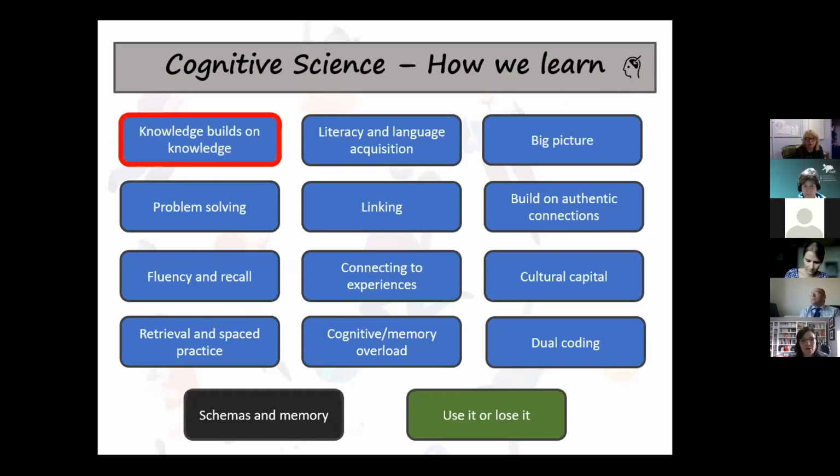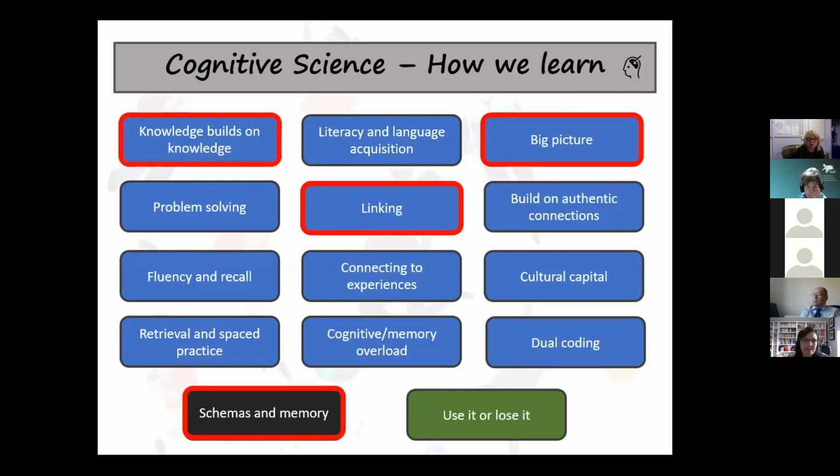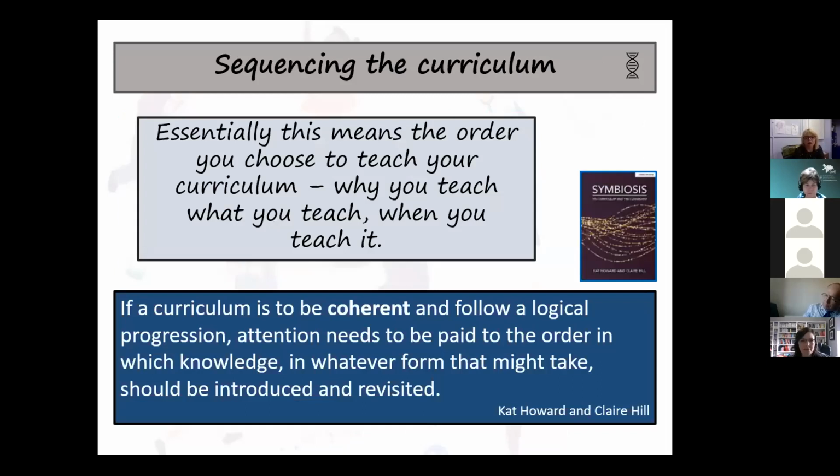So the fact that knowledge builds on knowledge, we've got to really sequence that curriculum to make sure that it builds on prior learning. Linking: the more we can make connections, the easier it is for those schemas to transfer that information, so that we can get it into the long-term memory. And the big picture thinking allows us to convert that learning into that long-term memory. And as it says in the green box there, if we don't use it, we'll lose it. So we've got to learn from how children learn to support the curriculum design process.